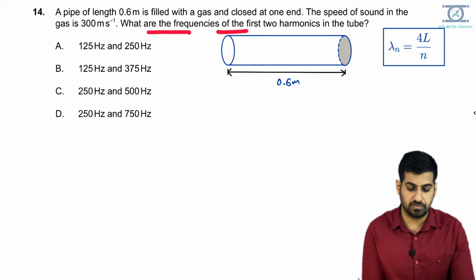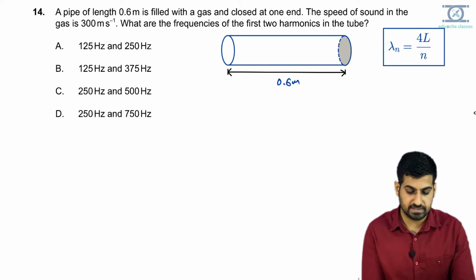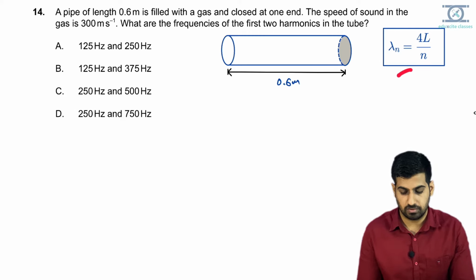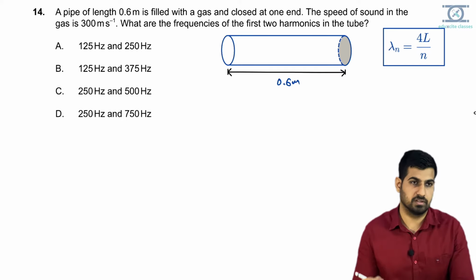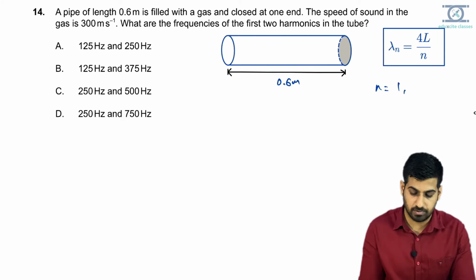What are the frequencies of the first two harmonics in the tube? Okay, so the speed of the sound in the gas is 300 meter per second. The question is asking what are the frequencies. So for one end open and one end closed, we have the formula lambda equals 4L by n, where n is the number of the harmonic. For one end closed and one end open, we have n equals odd numbers 1, 3, 5, 7 and so on. So this is the first harmonic, this is the second harmonic.